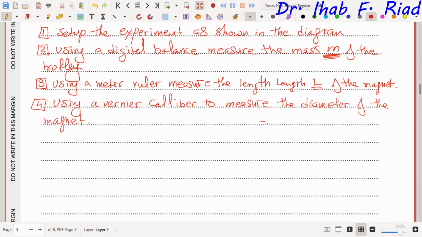No, I should try the formula. Yes. Calculate the cross sectional area A as A is equal. What is it going to be, Dean? Pi R square, or pi D square over 4. Okay, pi D square over 4.